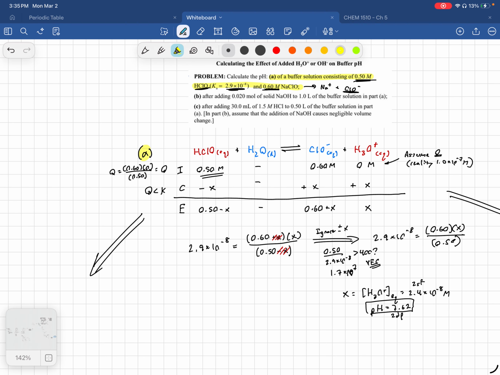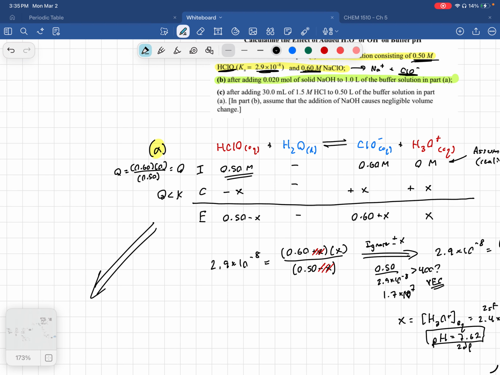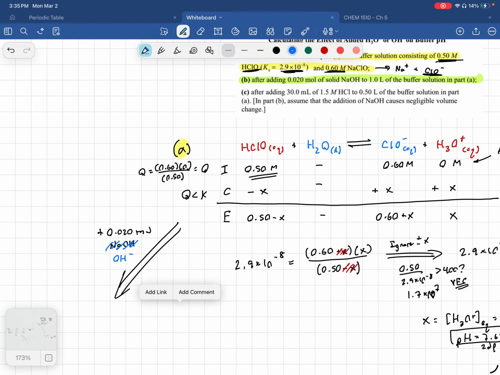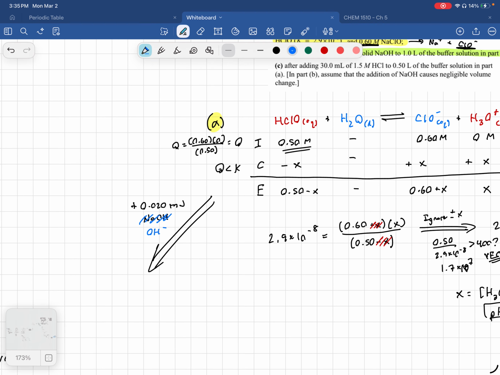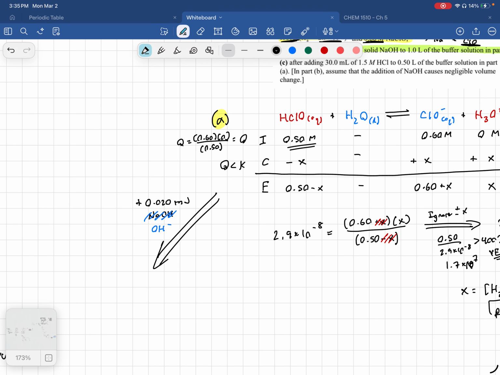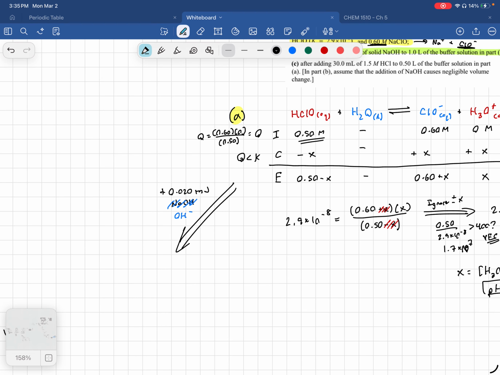So now let's look at part B. So we're going to take that same solution and we're going to add 0.020 moles of NaOH, which is to say we're just adding 0.020 moles of OH minus. Because again, the sodium's not going to do anything, okay? And as you're going to see here in a moment, we will need to know the volume of our solution, okay?